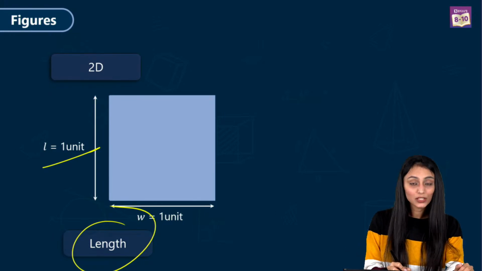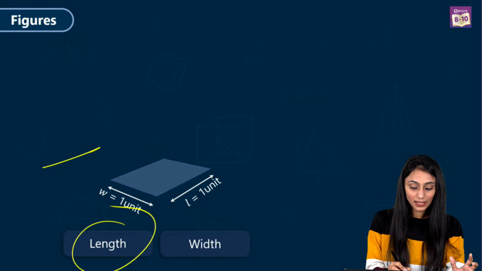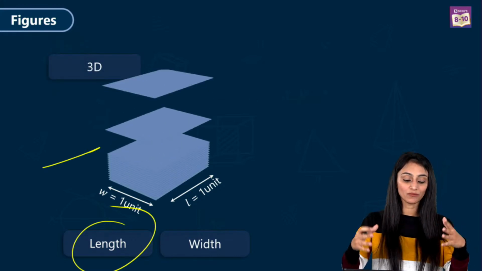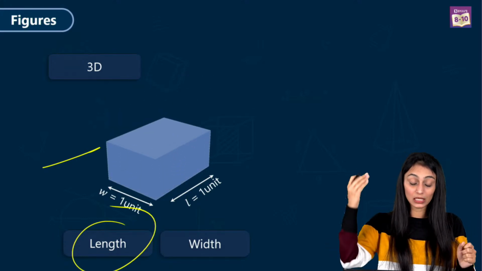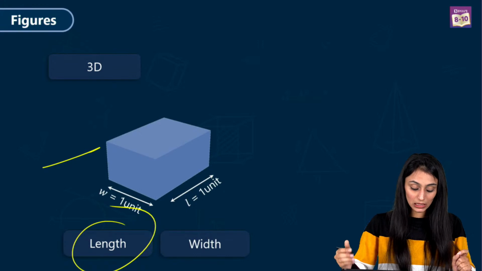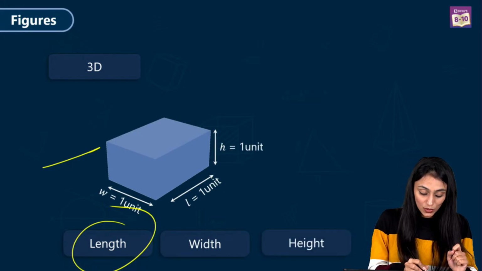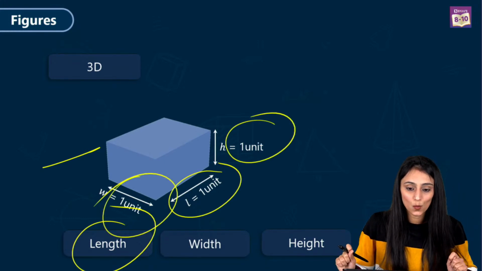Now, let's take a 2D figure and from that we will make a 3D figure. When we keep overlapping copies of the same 2D figure with the same dimensions, we get a 3D figure which has a height as well. Here we can see that length, breadth and height are each the same, 1 unit.